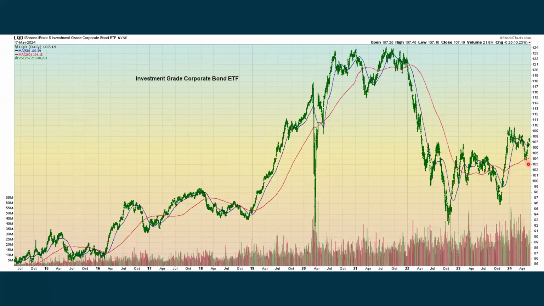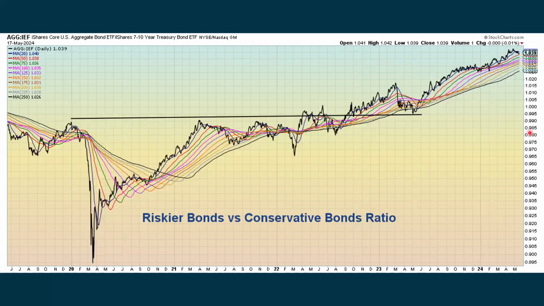They came down to their 200-day moving average and are now starting to bounce back up, even above their 50-day moving average. Then we do a ratio between riskier bonds, meaning junk bonds, and more conservative bonds. We're coming back down a little bit, but still it shows that folks are preferring to have the riskier bonds. They're willing to take on that risk to get a higher yield.